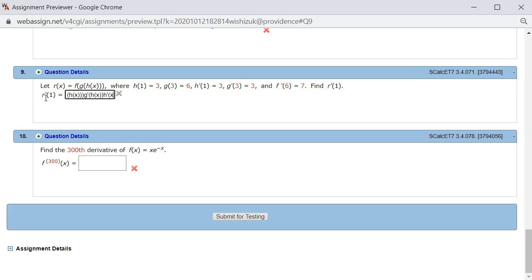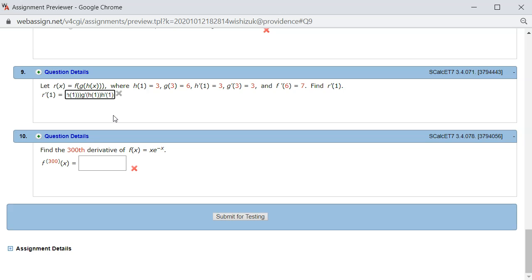Since we're looking at r prime of 1, every time you see x, we plug in 1. So I'm going to have to put 1 here, right? And the 1 here. I know it looks a little bit yucky here, but here we have that. Then we just have to put in what we know about these values.